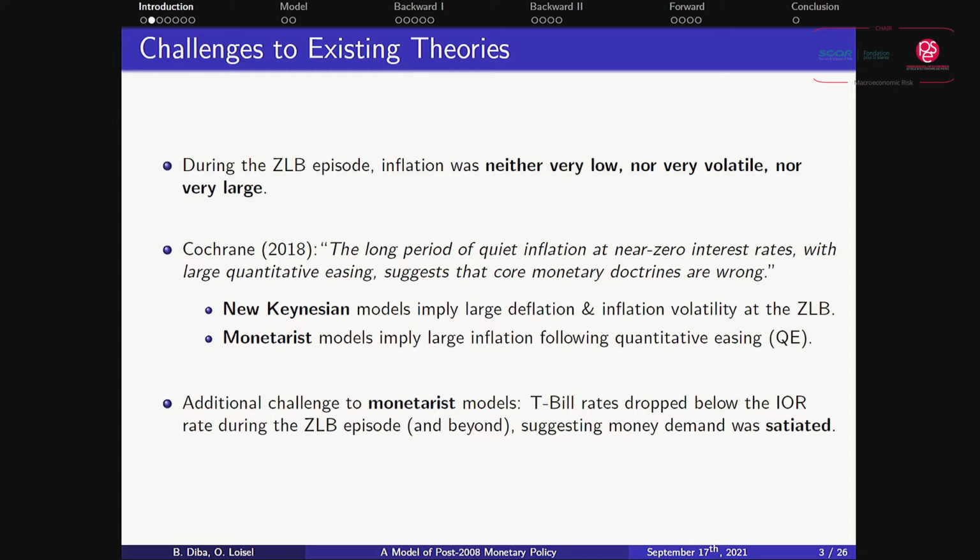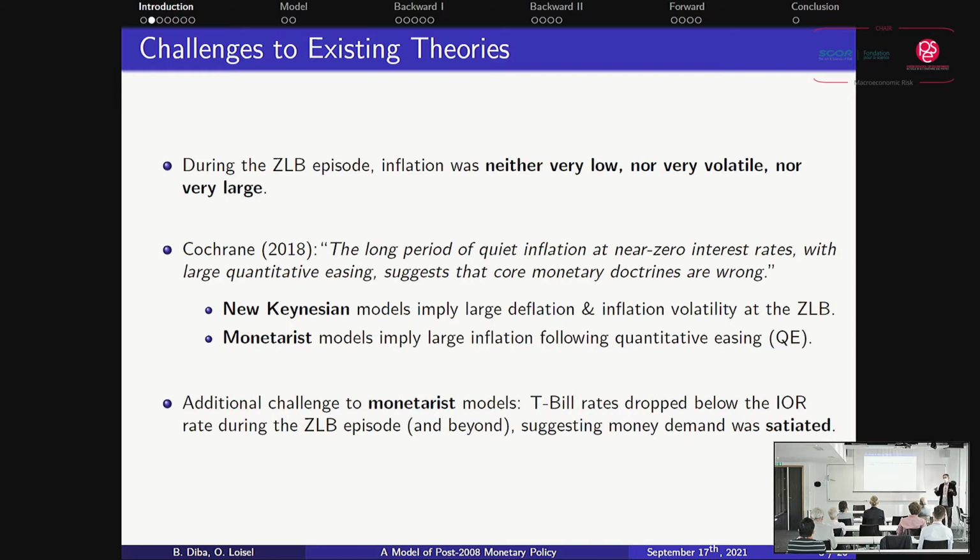To that, we may add an additional challenge to monetarist models, which is that T-bill rates dropped below the IOR rate during this ZLB episode and even beyond, and that may suggest that money demand was satiated. And if money demand is satiated, then we lose the key link between money supply and prices that lies at the core of the monetarist doctrine.